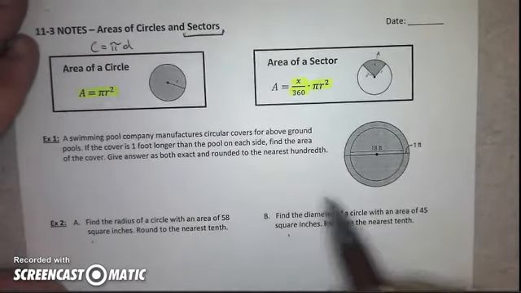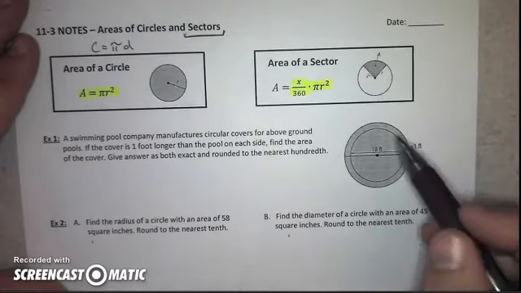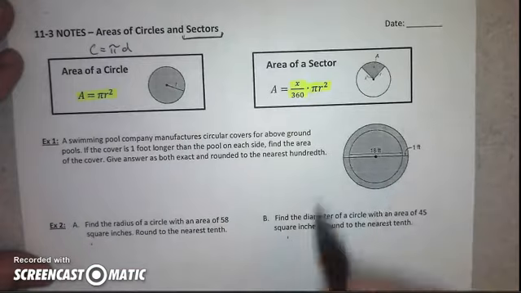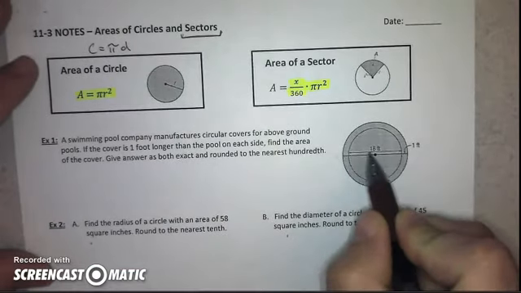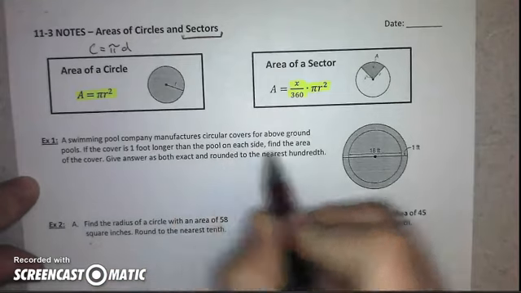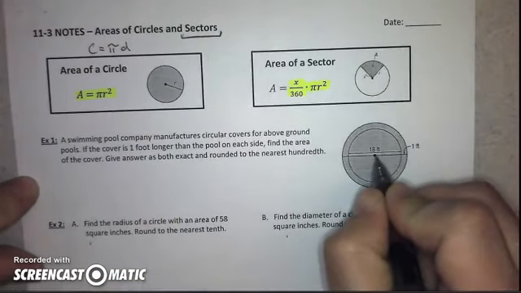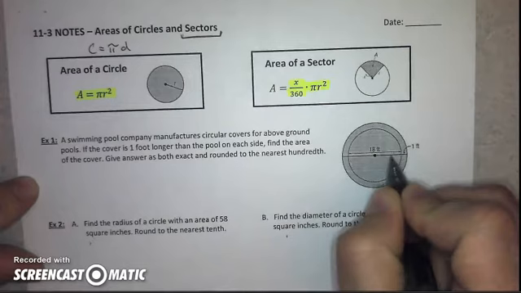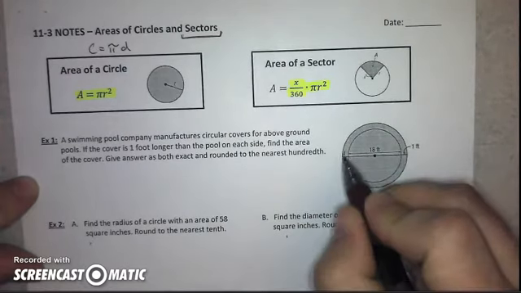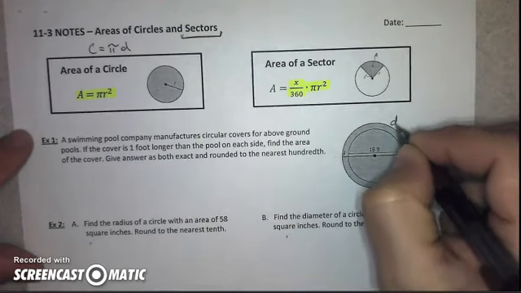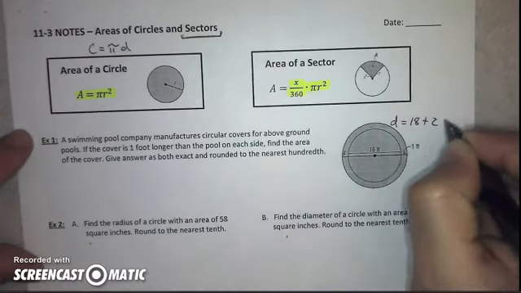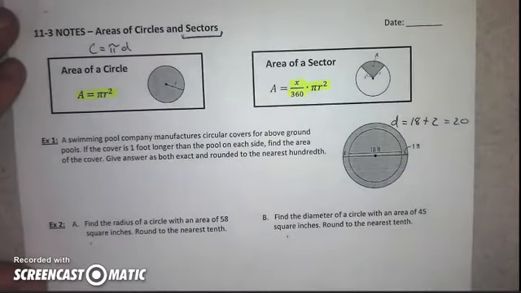A swimming pool company manufactures circular covers for above ground pools. Now, here's what we know. We have really two circles we're looking at. The pool itself is 18 feet across, but the cover is 1 foot longer than the pool on each side. So we're extending each radius by a foot, but that means we extend our diameter by a total of 2 feet, one here and one here. So the diameter of our cover is 18 plus 2, or 20. And so that's going to be important here in just a minute.